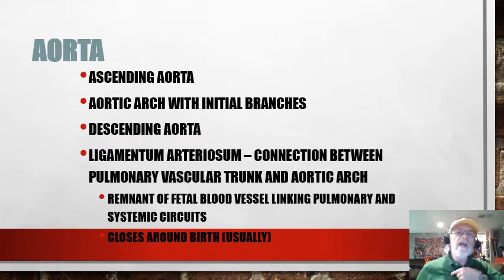When it divides, it goes into the right common carotid, which goes up the right side of my neck, and to the right subclavian artery, which goes to my right arm. The second branch off the top goes directly as the left common carotid. It comes up and goes to the left side of the neck to supply the head, the neck, the brain, and stuff like that. The third branch is the left subclavian that goes to the left arm, and that's the area of the aortic arch. Once I get past that arch, I go to the back, and that's called the descending aorta.